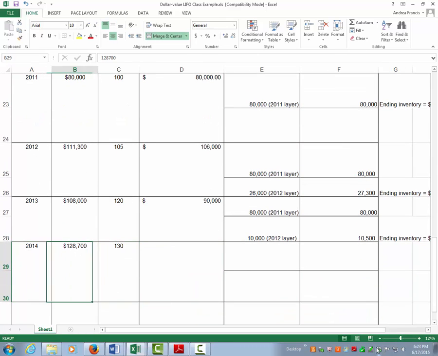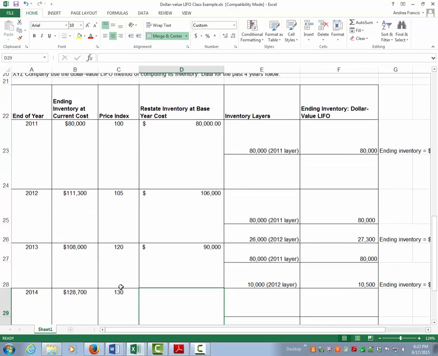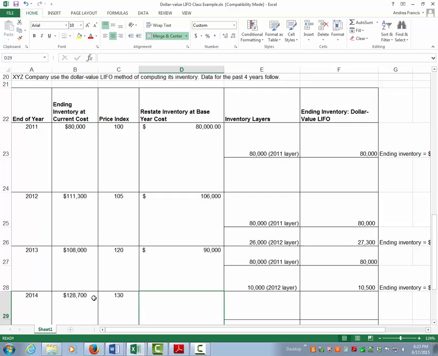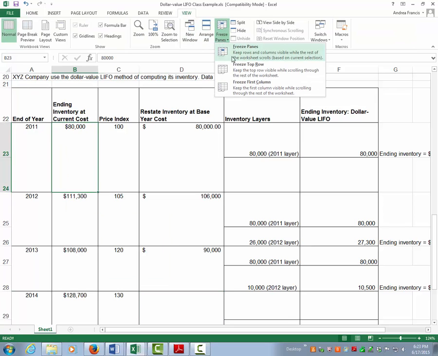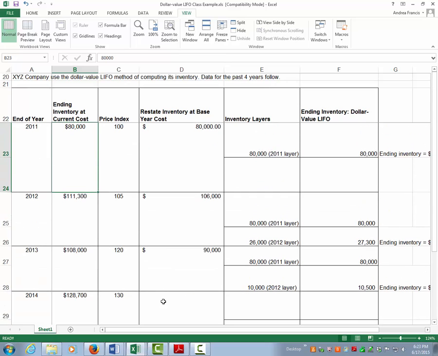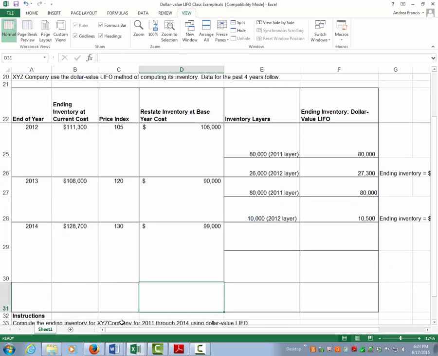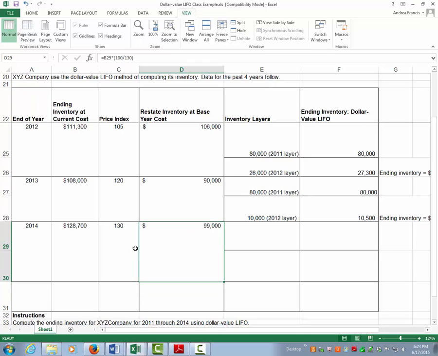So let's look at 2014 and see what's happening there, right? So in 2014, we have 128,700 of inventory at 2014 prices, and prices had gone up to 130, so by 30%. Let me freeze the pane here so that we can still see the headings as we go through. So we restate this amount, right, to base year prices. And so it tells us that we have 99,000 of inventory. So it must mean that we actually created some extra inventory, because remember the last time we only had 90,000.